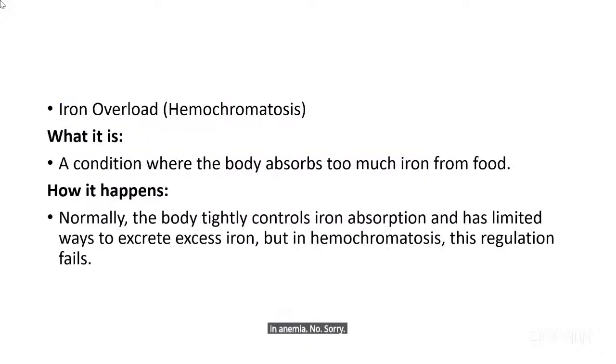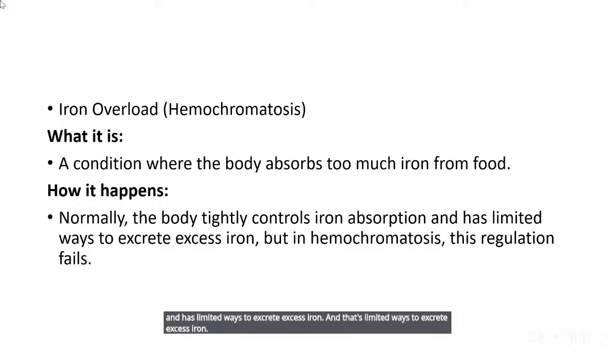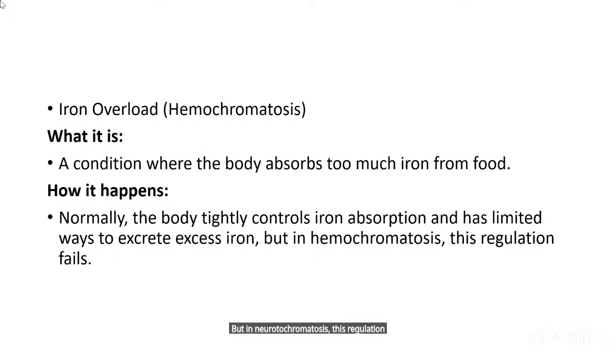Okay. Now you have iron overload, hemochromatosis. What is it? A condition where the body absorbs too much iron from food. Now, how does it happen? The body tightly controls iron absorption and has limited ways to excrete excess iron. But in hemochromatosis, this regulation fails. Okay? It fails in hemochromatosis.